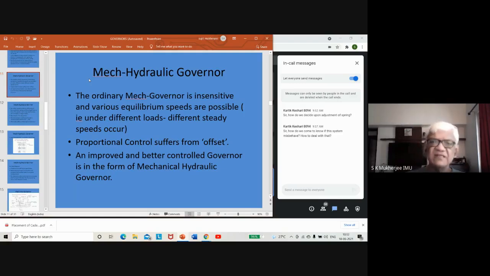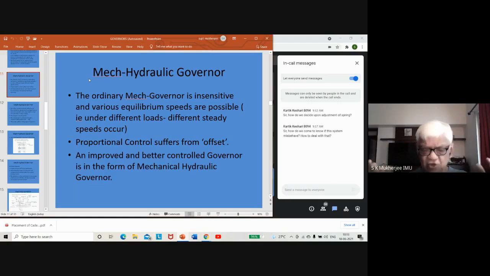The ordinary mechanical governor is insensitive and various equilibrium speeds are possible. That is, under different loads, different steady speeds can happen. So that is why it is very, very unstable. And insensitive means unstable. It does not come to the required RPM very easily.